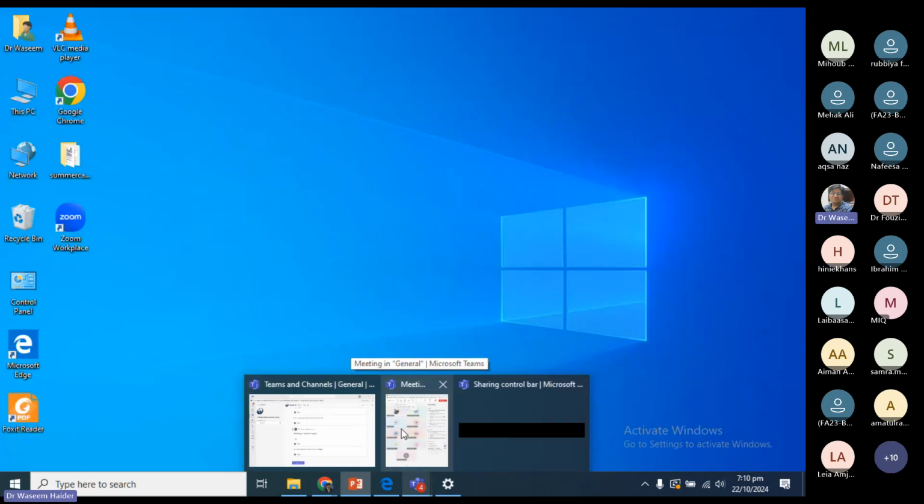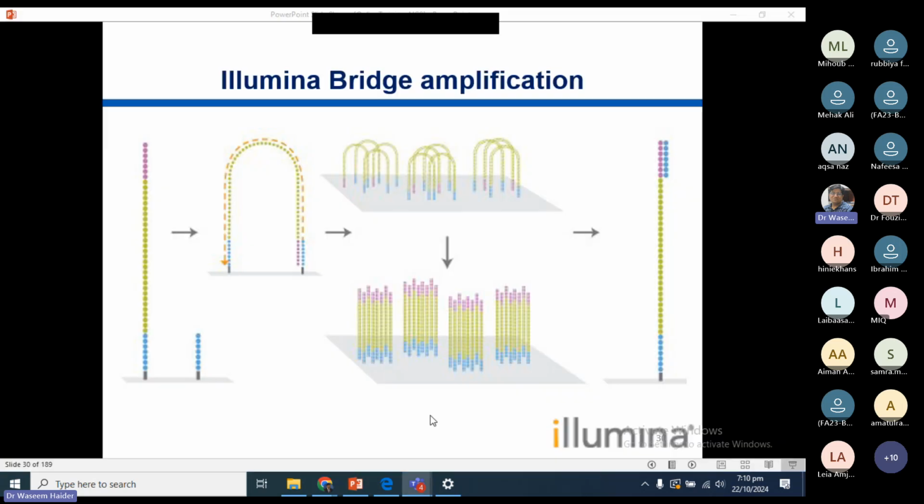We know the sequence of adapters, right? So we design primers against the adapters only. And we do not need the part of the template. Yes, they are not the actual part of the template. Later on, we talk about QC, quality control. Over there, those adapters need to be removed. So what the sequencing company does is they actually remove those adapters before giving the data to you.